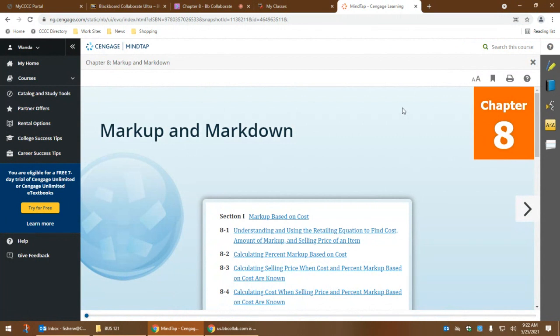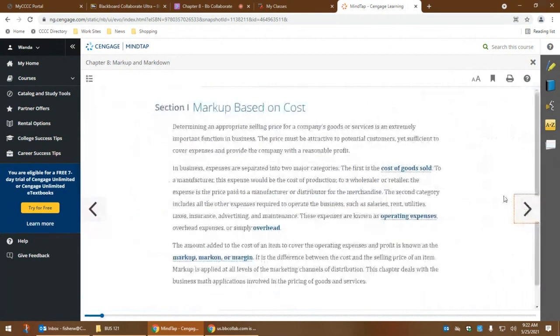So chapter 8 is about markup and markdown. When we are trying to determine how much we want to sell our product or good for, we need to think about how much we want to have it marked up. So when we are thinking about our expenses, we have to think about our cost of goods sold. As a manufacturer, this is going to be the cost that it took to produce the product. So nothing else involved in it, just what was the cost to make that item. To a wholesaler or a retailer, it's how much did we pay for that item. So what did I buy that item for? If I sell that item then to the consumer at that cost of goods sold, I'm not making any money.